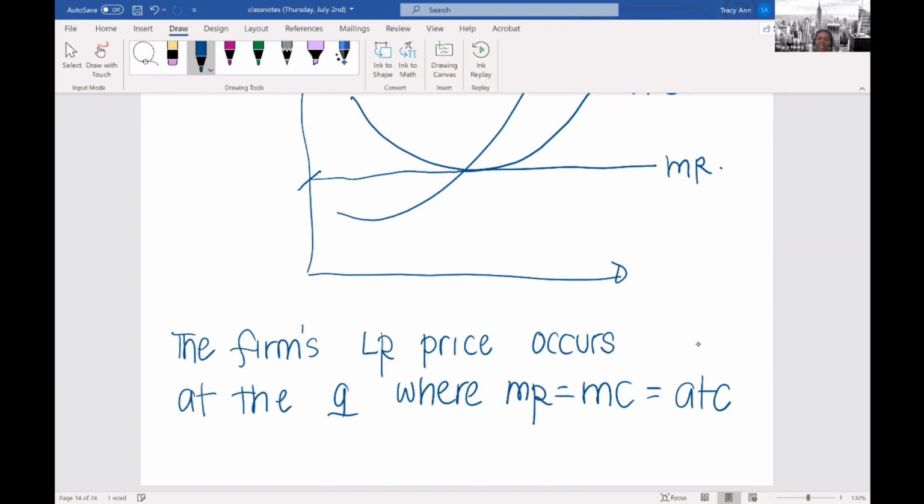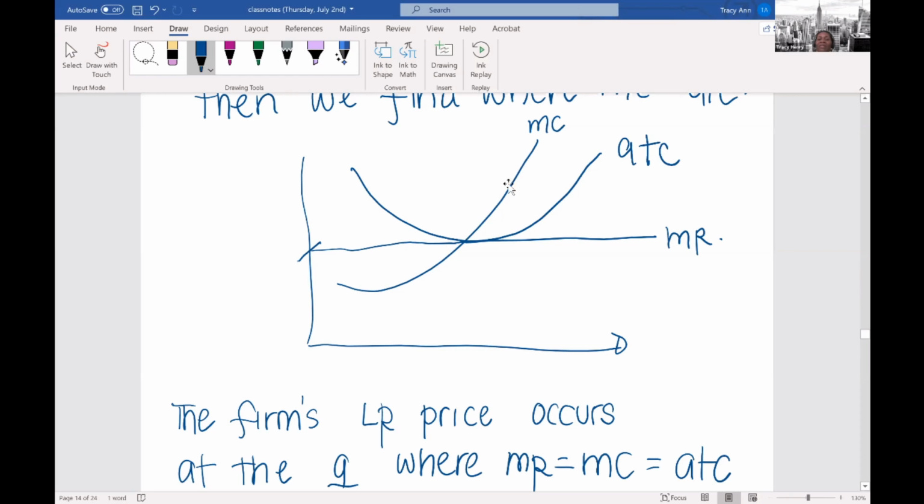So let me say it again in a nutshell. You are looking for where marginal revenue is equal to marginal cost, always, for the firm to make that profit-maximizing decision. And remember, I'm in the long run. Above here, marginal revenue is equal to marginal cost, and I'm making a positive profit, so I'm going to go ahead and produce.